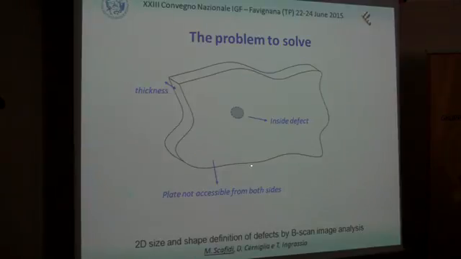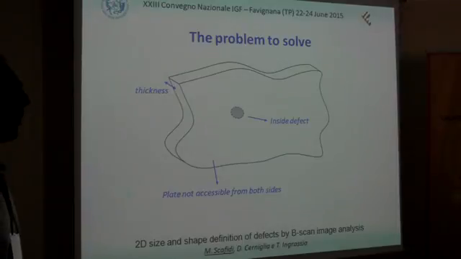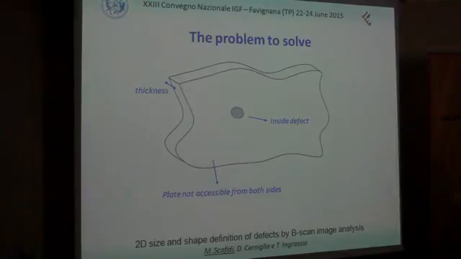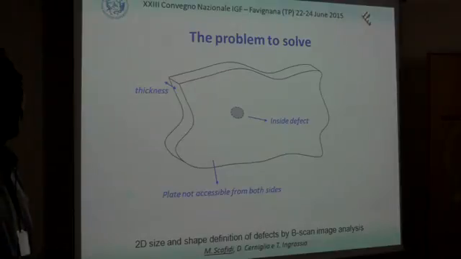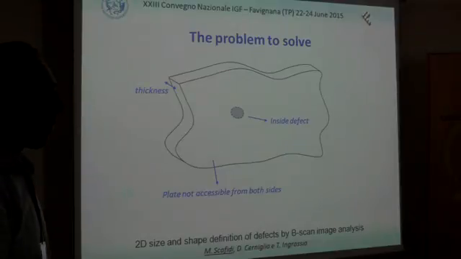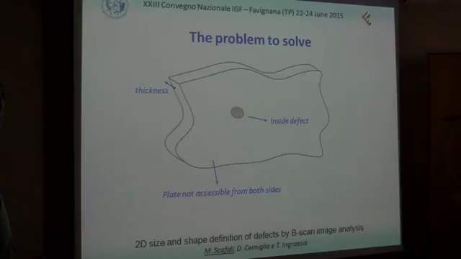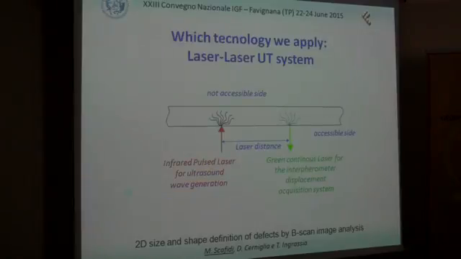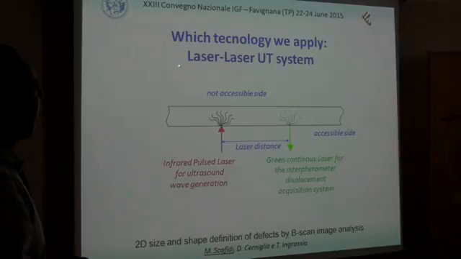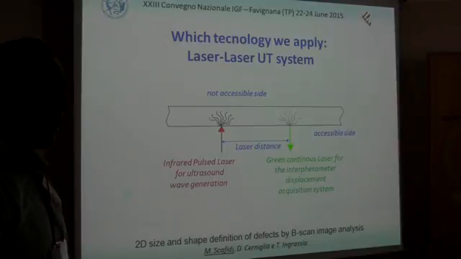We can approach our plate just from one side of the plate. And we want to analyze this plate, we want to measure this defect and the position and the depth of the defect inside the plate, to decide if the defect is a problem or not for the application. The technology we use to analyze this plate is a laser ultrasound system.